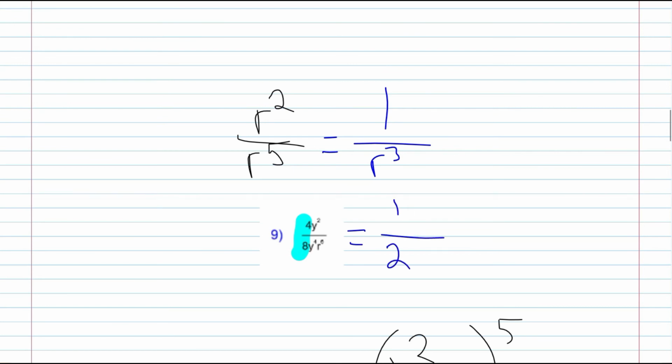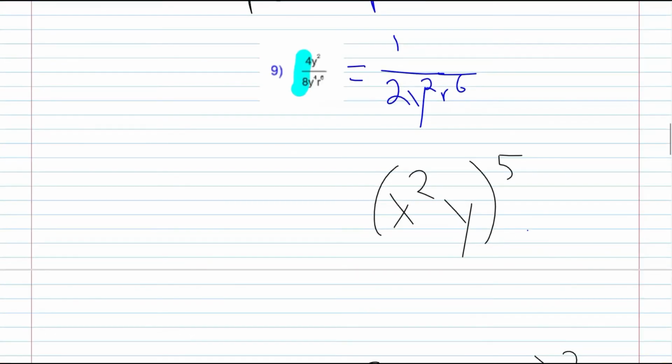We have a y to the second and y to the fourth. So if we subtract that, there's going to be more y's on the bottom. 4 minus 2 is 2. And then we have an r to the sixth power that's just hanging out by itself. There's no r on top. Therefore, it's just going to stay on the bottom, r to the sixth.